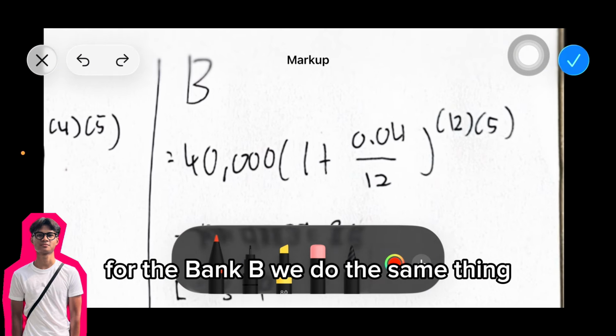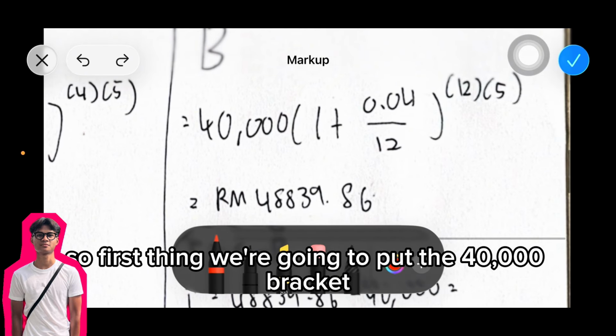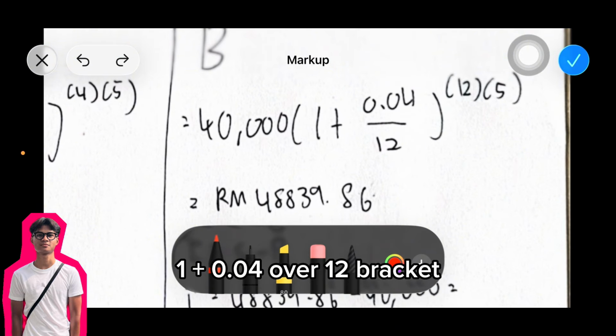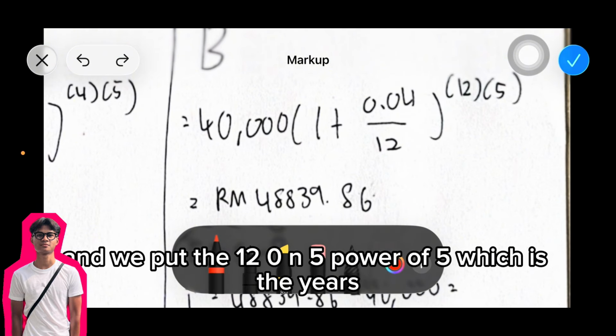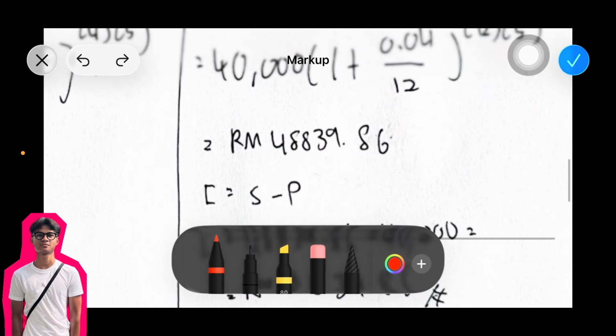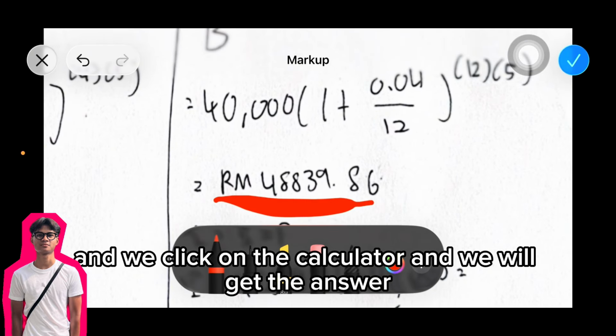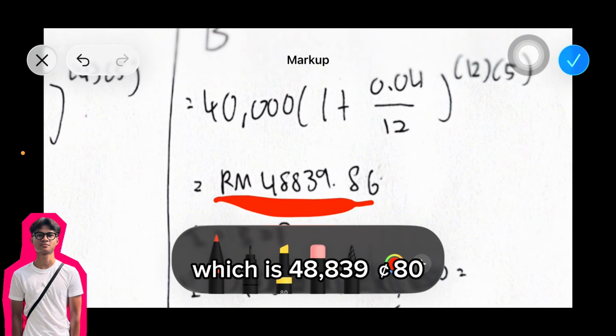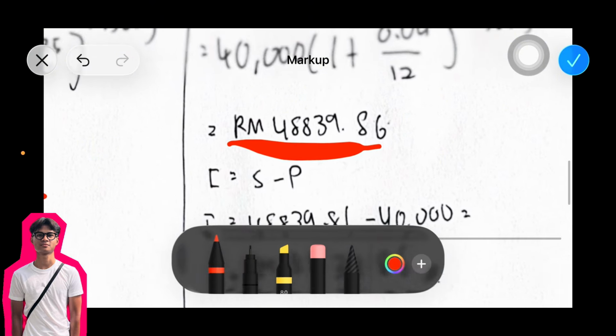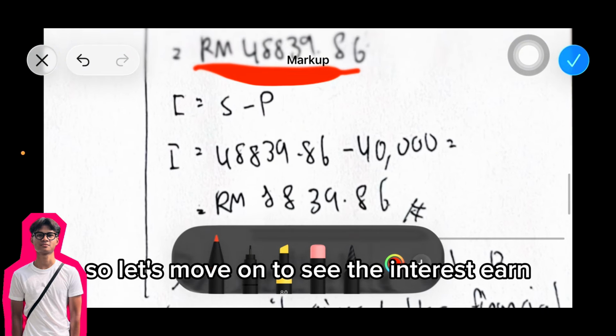For bank B, we do the same thing. First, we put 40,000 bracket 1 plus 0.04 over 12 bracket, and we put the 12 and 5 as the power, which is the years, and we click on the calculator and we will get the answer, which is 48,839.86. So let's move on to see the interest earned.